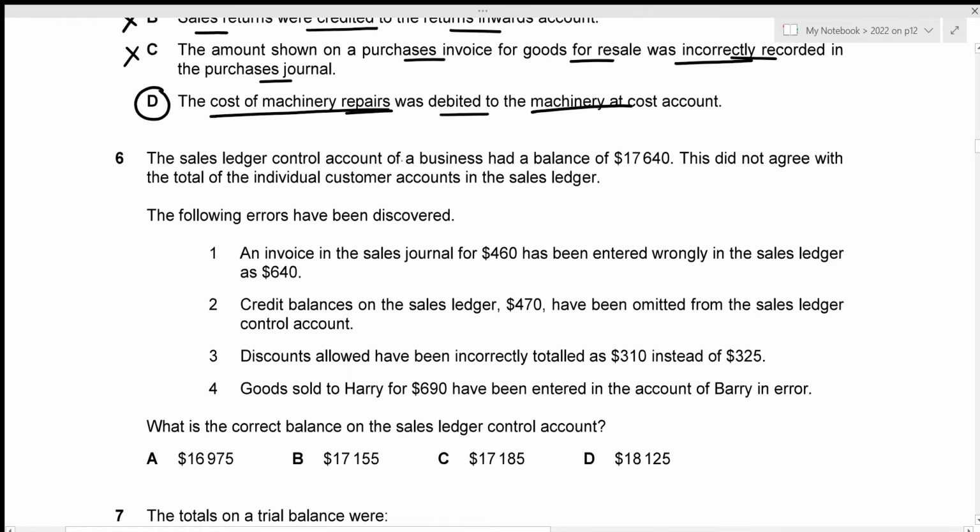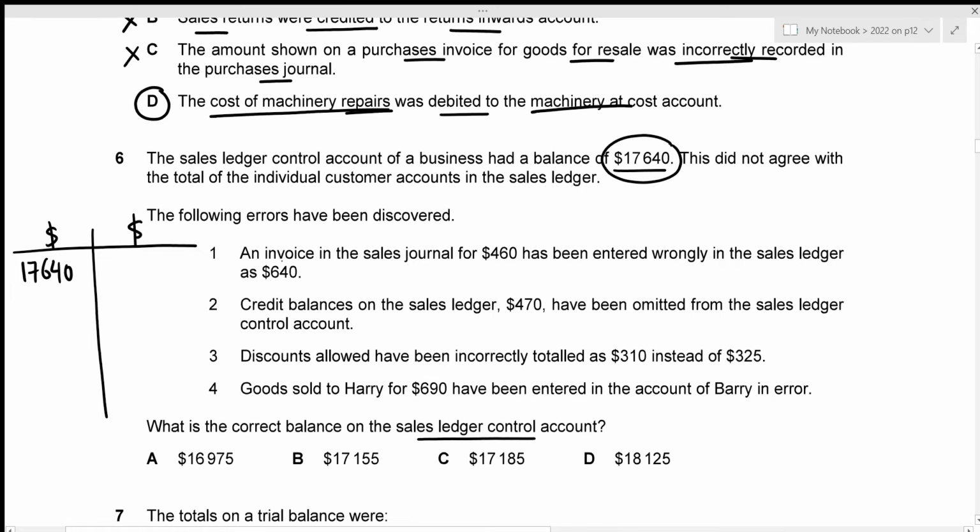The sales ledger control account of a business had a balance of 17,640. This did not agree with the total of the individual customer accounts in the sales ledger. And the following errors have been discovered. We need to figure out the correct balance on the sales ledger control account. So I'm just going to prepare the sales ledger control account right here. This is the debit side, this is the credit side, and we're given the balance of 17,640. The opening balance is always recorded on the debit side in our sales ledger control account, so that's going to be 17,640.